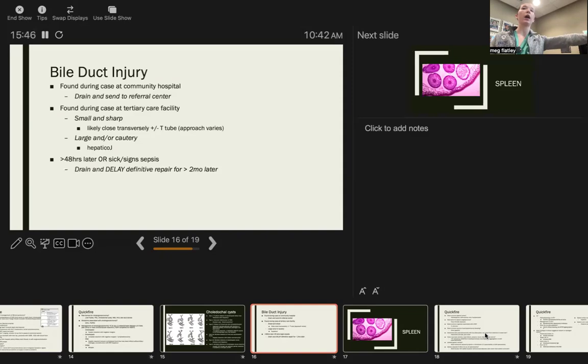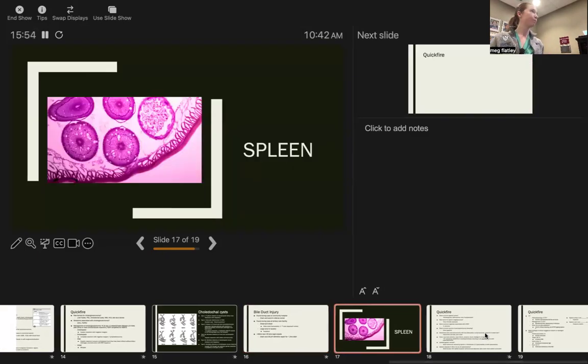I think that is very high yield. This is not somebody that you take back to the operating room for a reconstruction. Drain, delay repair for 2 months or greater.